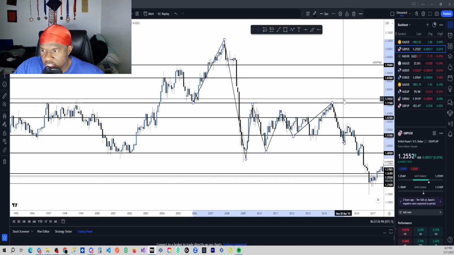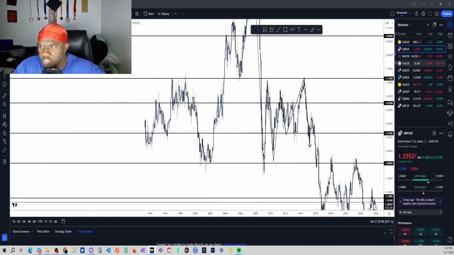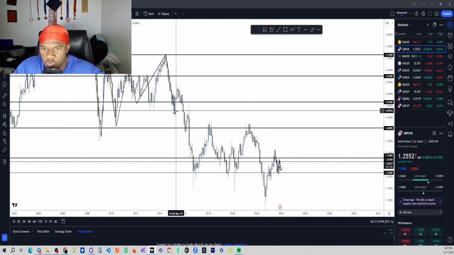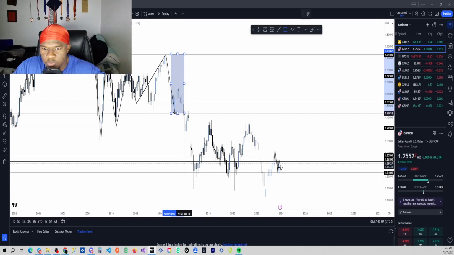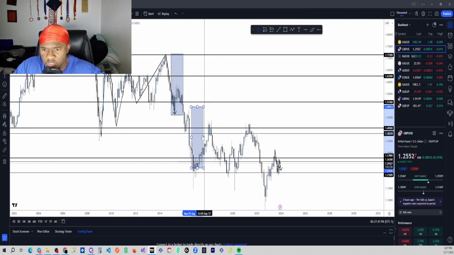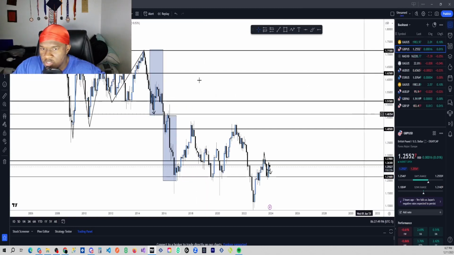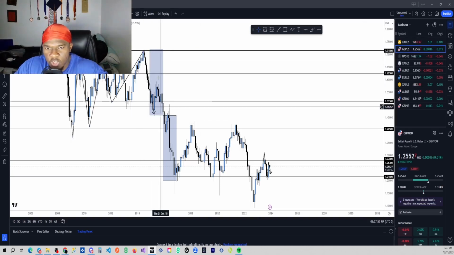Retested again, retested again. And you could also measure these moves and see how far price can go. So let's say you measure this move. This move is about 300 pips. Boom. Look how beautiful that is. Boom. So this push to the downside was 300 pips. You can anticipate potentially another move.